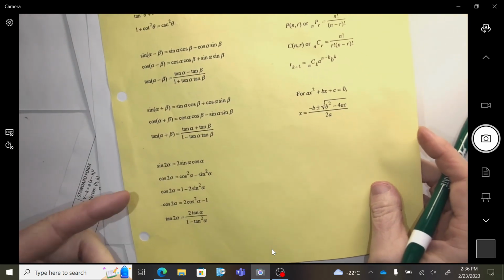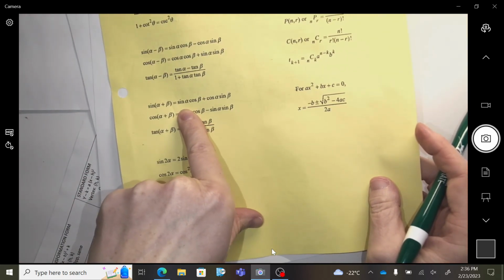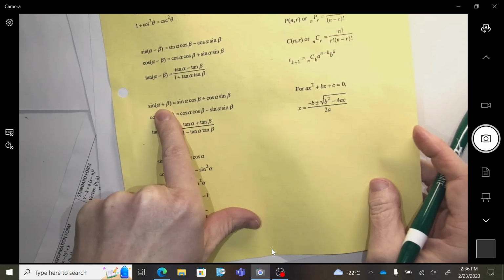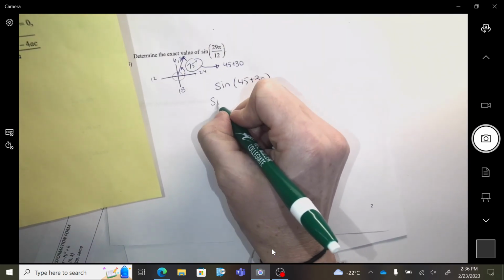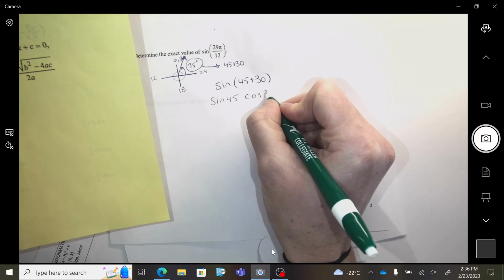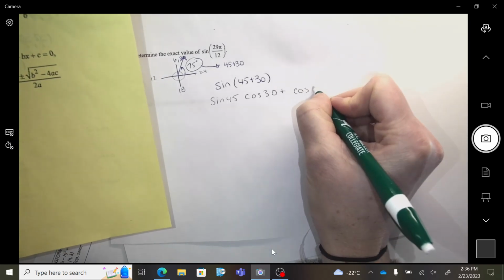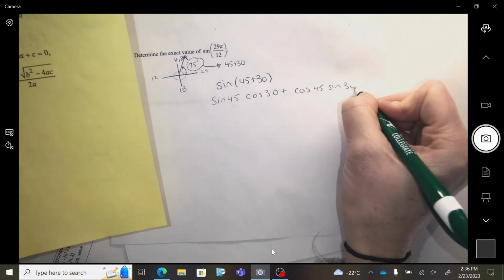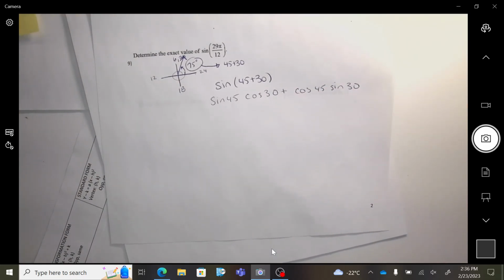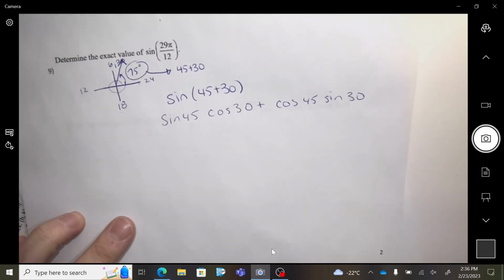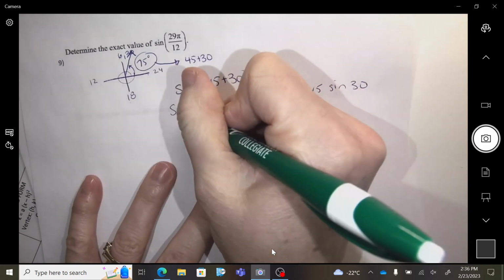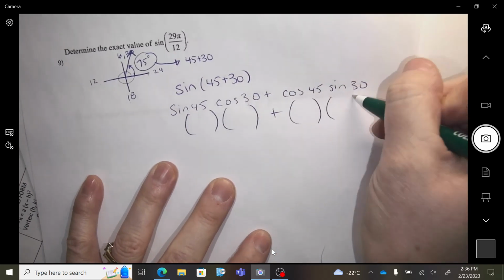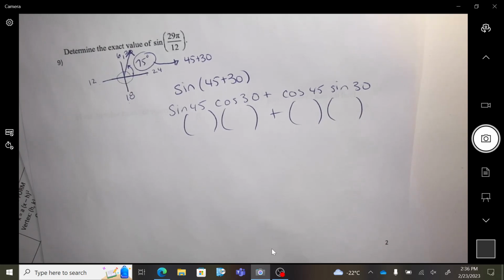Okay, now I go to my formula sheet on this side, and I'm finding the sine of A plus B. So everyone found a formula to use. Sine 45 cos 30 plus cos 45 sine 30. So that was a copy from the formula sheet. Good so far?